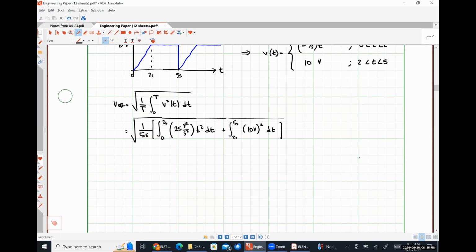So what I'm going to do now is I'm just going to distribute some things, okay? I have this 1 over 5 seconds. I can pull that 25 volts squared per second squared out of that first integral because that's a constant term. And then I'm going to integrate t squared. What's the integral of t squared? T cubed over 3, right? And this will be evaluated at 2 seconds and 0 seconds.